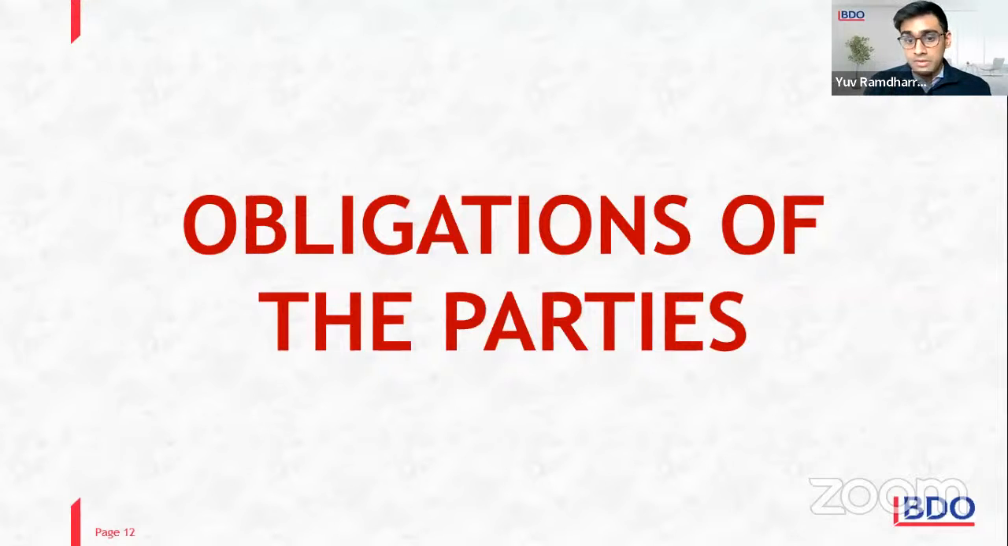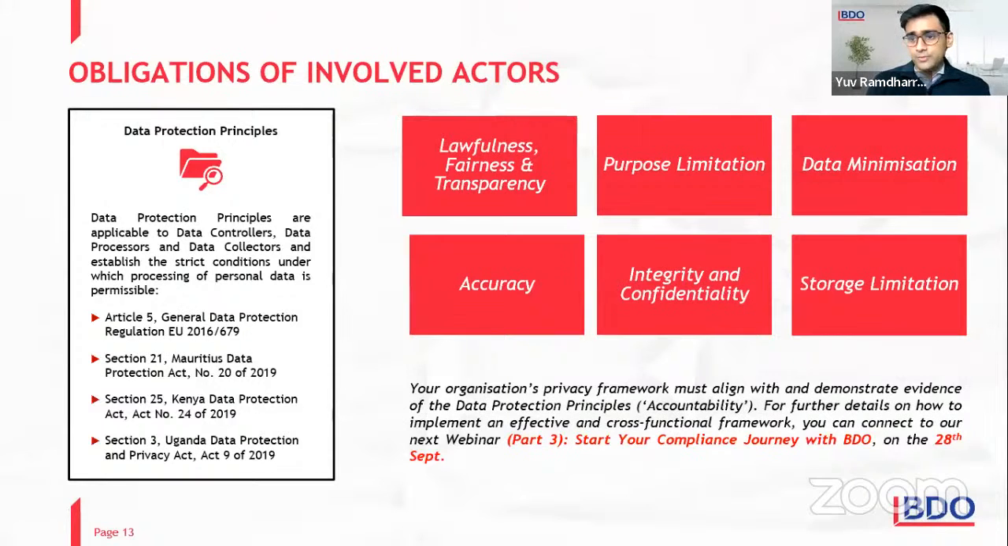Next, we are going to look at the obligations of the parties. So the obligations of the data controllers, the data processors, and collectors. So data protection principles, I did mention that the laws have their own specificities and their own requirements in terms of DPIAs, the data protection impact assessment, and in terms of responding to data subject rights requests. But also what should be noted is that there are some universal principles which are present in all those laws. So data protection principles are applicable to data controllers, processors, and collectors, and establish strict conditions under which processing of personal data is permissible.